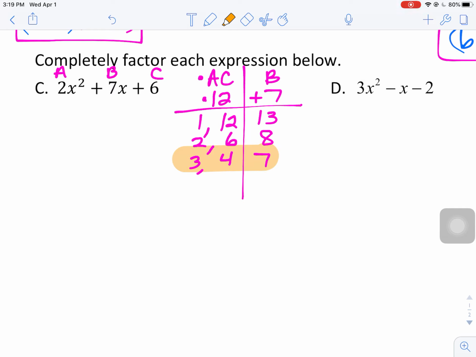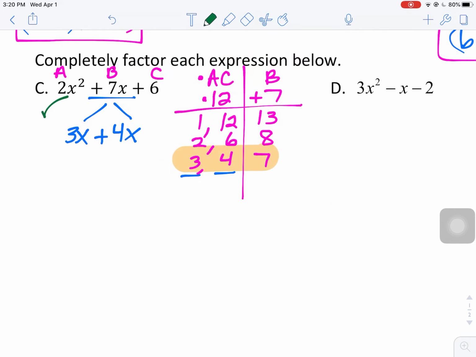So now that I've found the numbers that work, this is where it's a little bit different from basic trinomial factoring. The 3 and the 4 are going to get used to split the middle term. Okay, so 7x is going to get split into 3x plus 4x, because 3x plus 4x is 7x. So that's where these 2 numbers got used, right there.